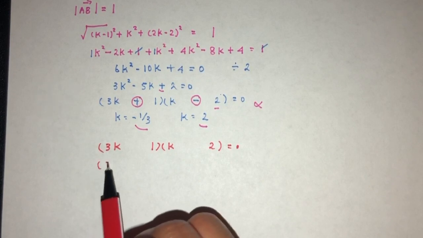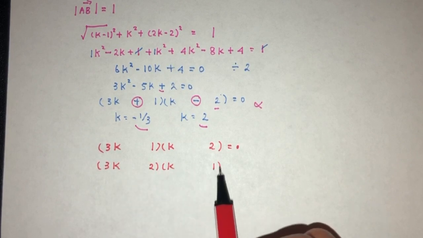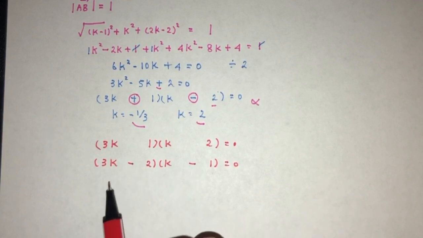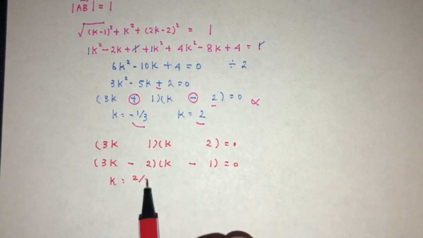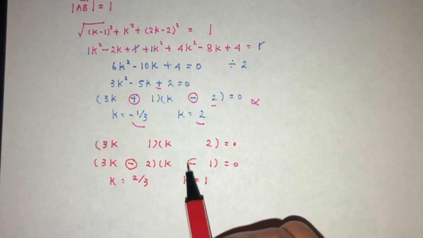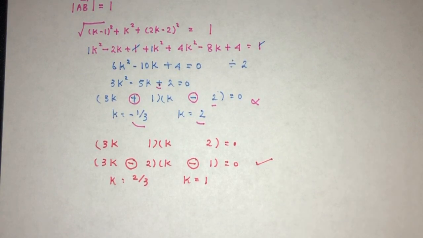So what is the other way I can perform this? I can replace 2 here and 1 here. To get minus 5, we can have minus 3 and minus 2. So k can be 2 over 3 and k can be the value of 1. Minus times minus is plus. So this is the good factorization. The two values of k can be this and this.